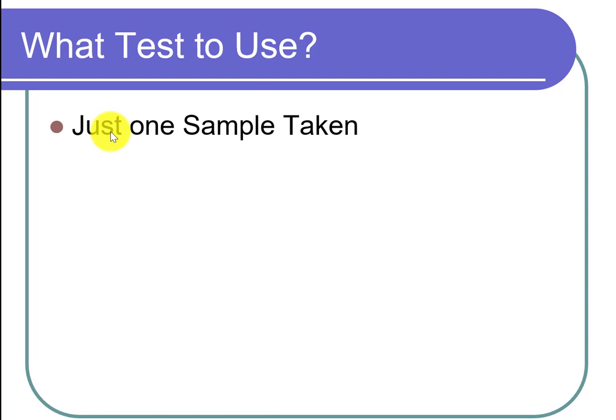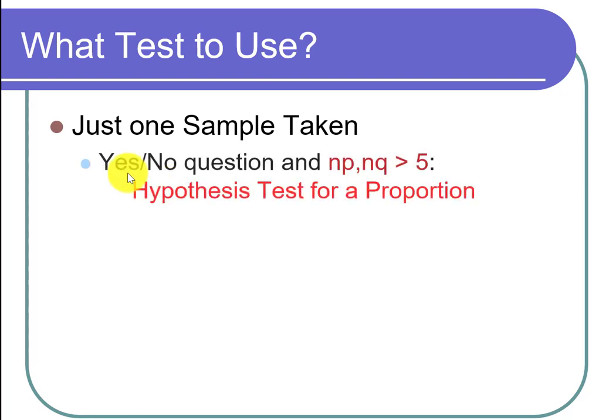Next, if we just have one sample taken, you should always be thinking about that. Are we just taking one sample? Is it just one survey question? Is it just one population? That's the one sample. If it is a yes-no question and it's just one sample, and you have to have np and nq greater than 5, then we do a hypothesis test for a proportion, if it's a hypothesis test. If it's a confidence interval, of course, you do a confidence interval for a proportion, just a single proportion.